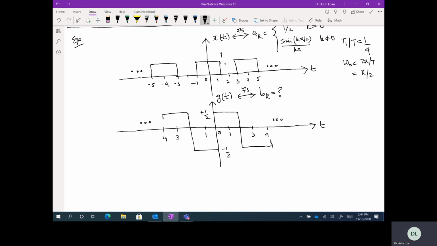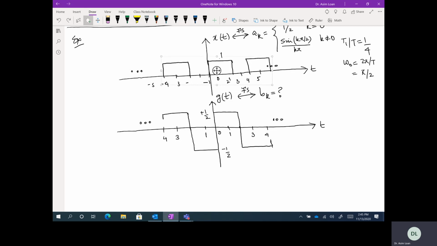shift this x of t by 1, let me redraw this one. So if I shift this by 1, okay, so I've shifted it by 1, and now if I shift it down by half, do I get the same result as this one? Yes, I get exactly the same result as this one.